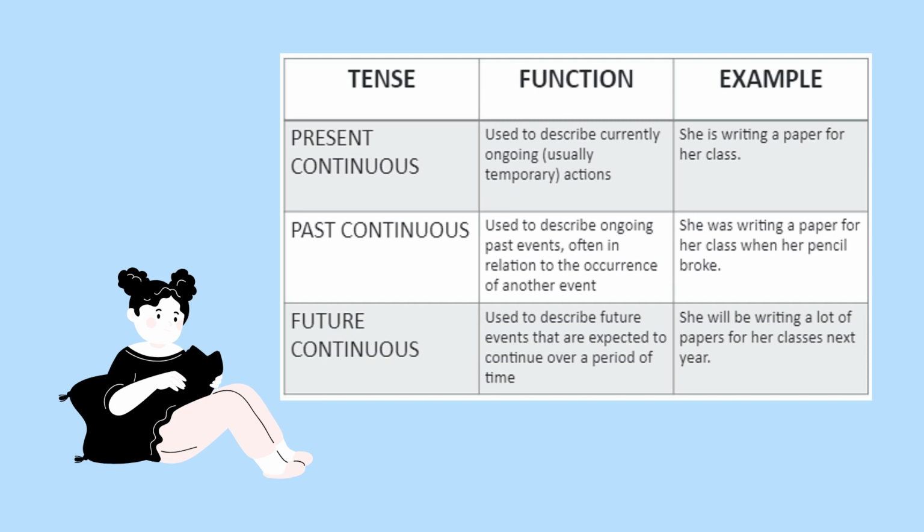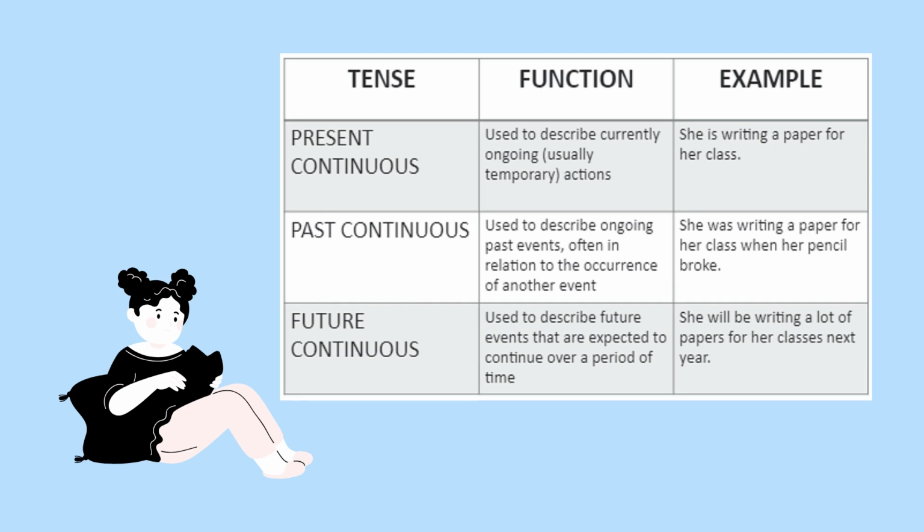Let us now see past continuous tense. This tense is used to describe ongoing past events, often in relation to the occurrence of another event. That means this tense refers to the actions that were continued in the past and were related to other past events sometimes. In this tense, we use was for a singular subject and were for a plural subject.